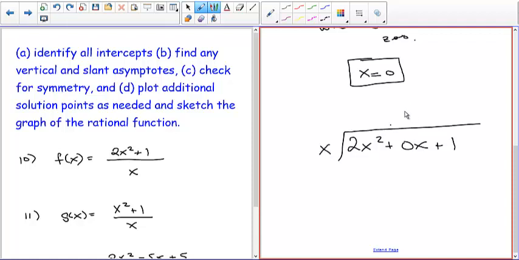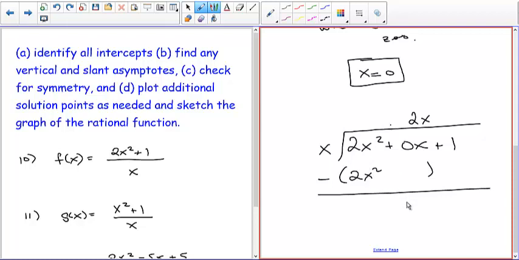So what do I multiply x by to get 2x squared? Well, the answer is 2x. So 2x times x is 2x squared, but I'm subtracting that. I don't have any extra stuff because it's just x here. So when I subtract that, I get 0.